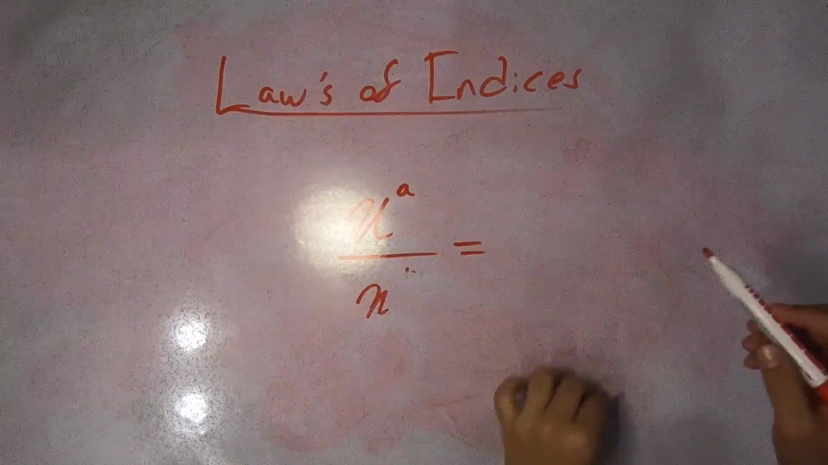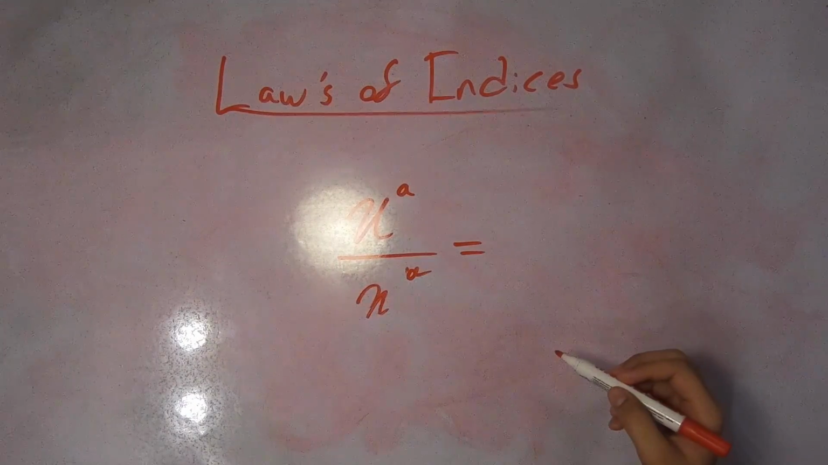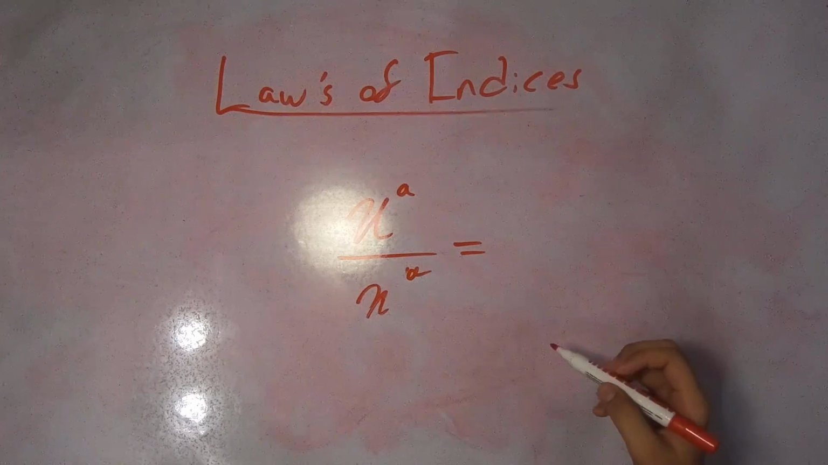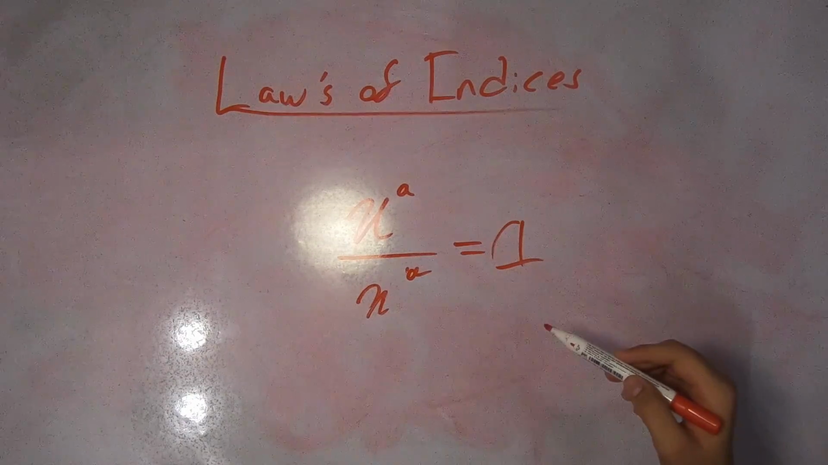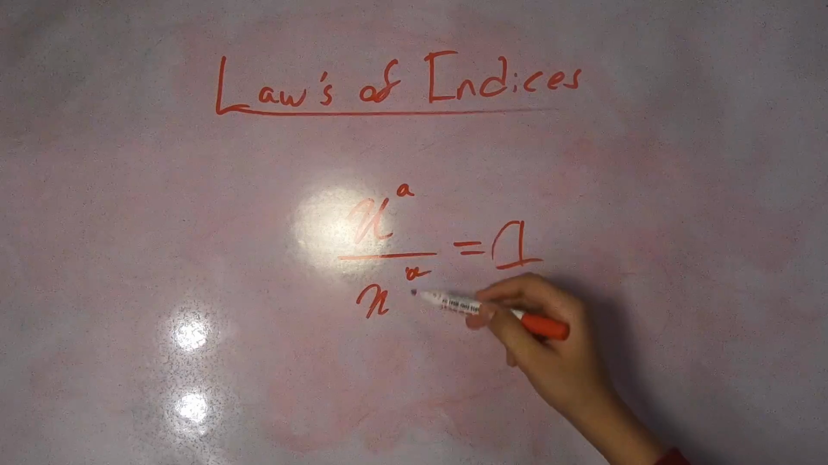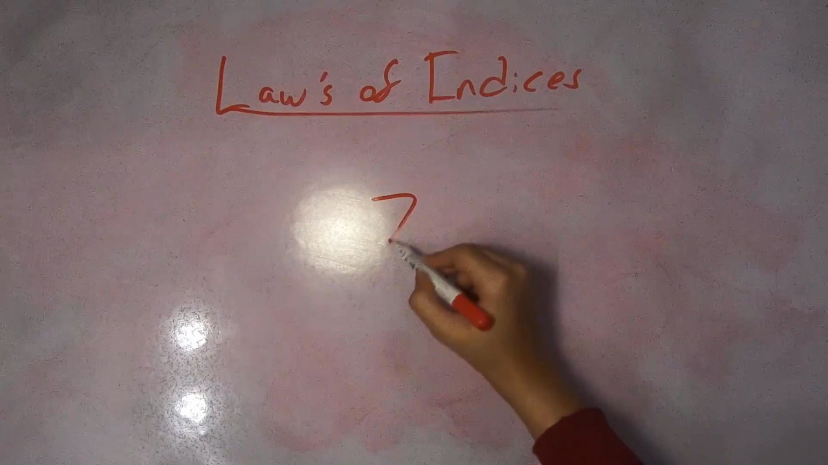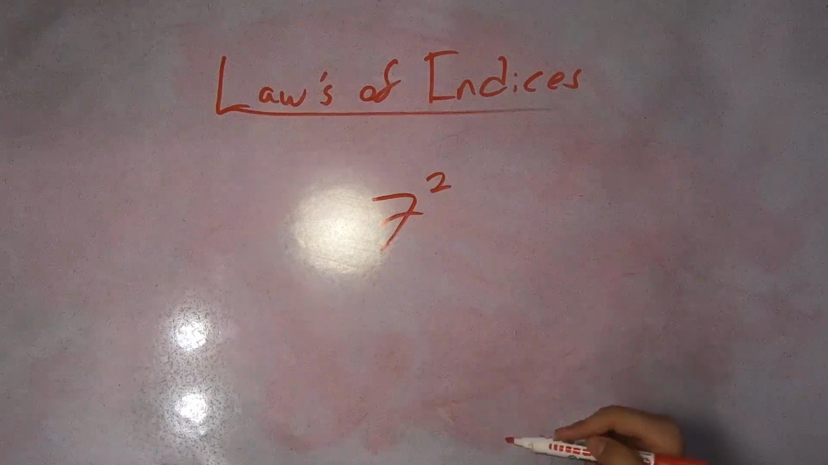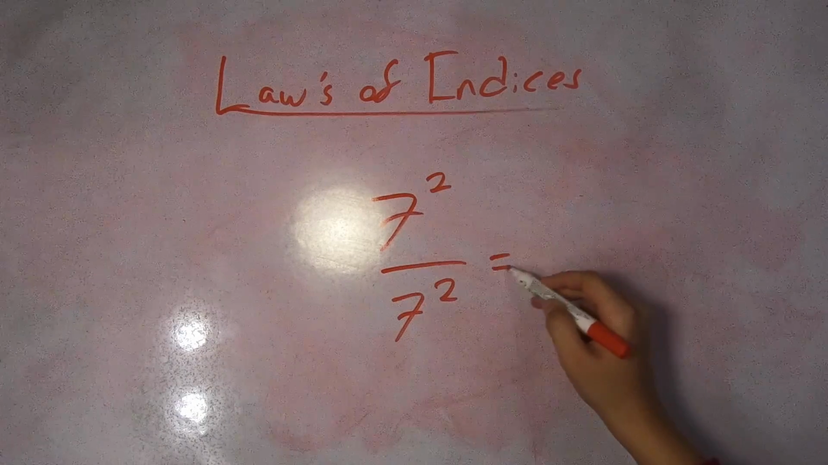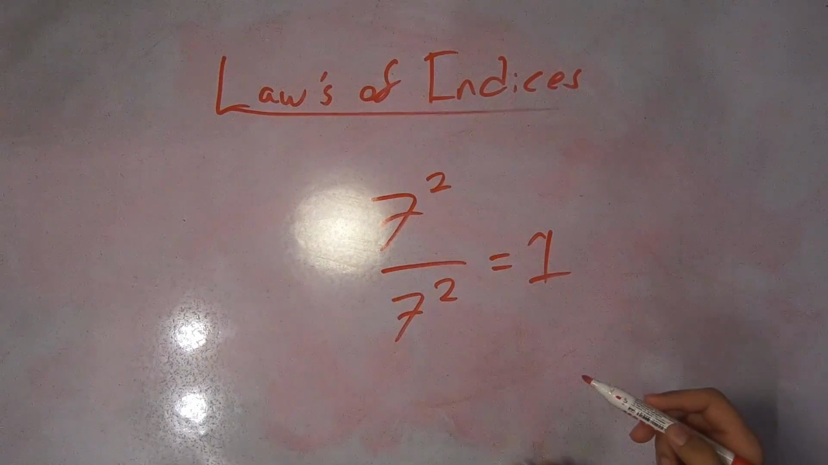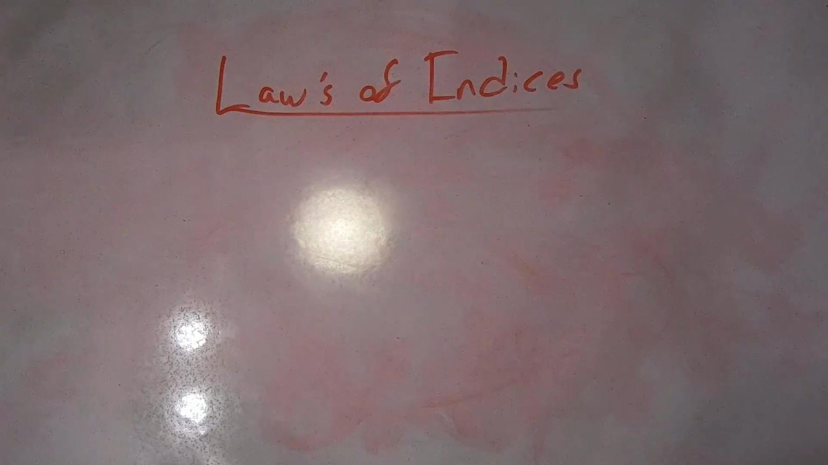So if we make the numerator and denominator the same, we all know that a number divided by the same number is always equal to 1. We know that, right? So in this case, x to power a over x to power a, because these two are the same numbers, the answer is equal to 1. Another example, in case of numbers, 7 squared over 7 squared is also equal to 1, because 7 squared is 49, and 49 divided by 49 is again equal to 1.